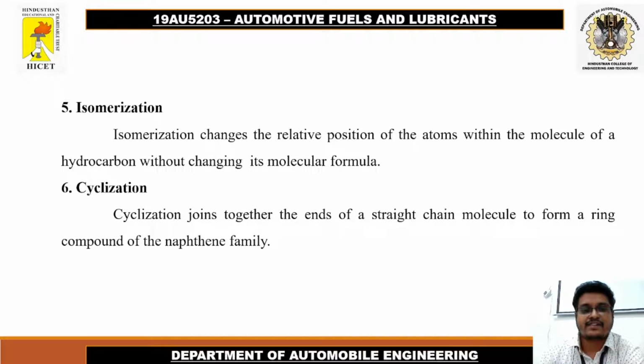Sixth one, cyclization. Cyclization is nothing but joining together the ends of a straight chained molecule to form a ring compound of the naphthalene family. We know that both paraffin and olefin are straight chain. In certain cases, with respect to our need, we have to change that straight chain molecule into a ring type naphthalene family. This process is called cyclization. It is joining of the ends of a straight chain molecule to form a ring compound.